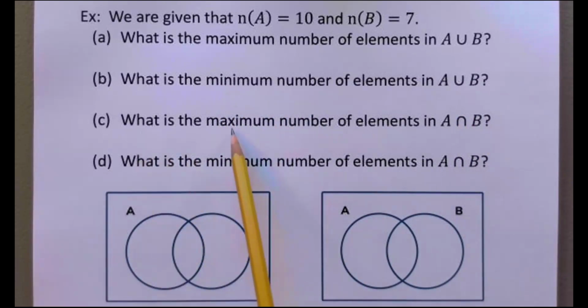And then part C says, what's the maximum number of elements in the intersection? That means the middle part here. And part D says, what's the minimum number of elements in the intersection, which is the middle part. So remember, the intersection is the middle part. The union is this plus this plus this. And the number of elements in the union is this plus this plus this. That's what we mean when we're talking about that notation. The number of elements in the intersection is only the middle part.